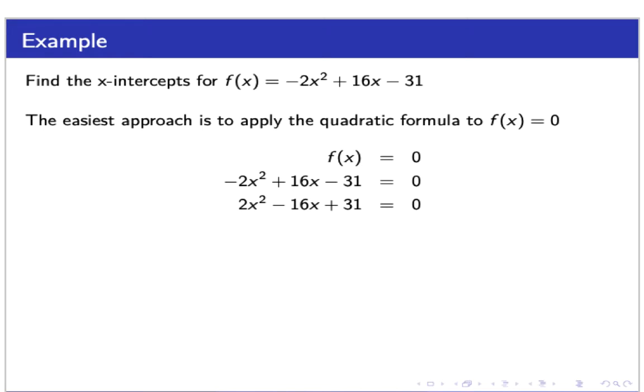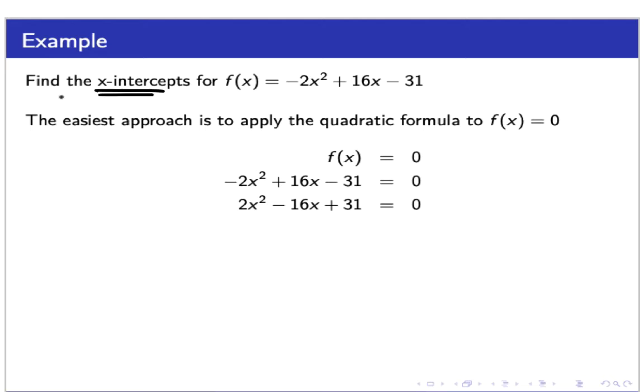Hello everyone. Continuing on our quadratic functions and finding standard forms, there are some other examples we would like to work more on. Suppose we are given this quadratic function, minus 2x squared plus 16x minus 31. We'd like to find the x-intercepts.